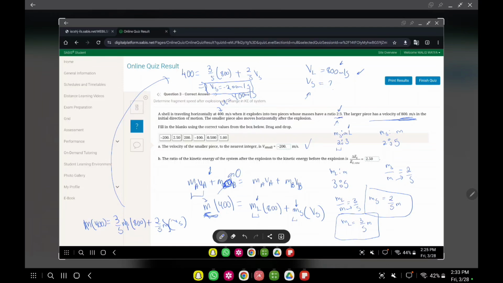Not too hard. The only hard part was working with the masses. Okay. The ratio of the kinetic energy of the system after the explosion to the kinetic energy before the explosion is what? To find the ratio, I think it's very, very easy.